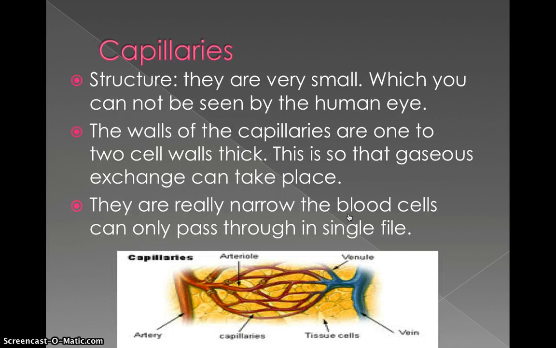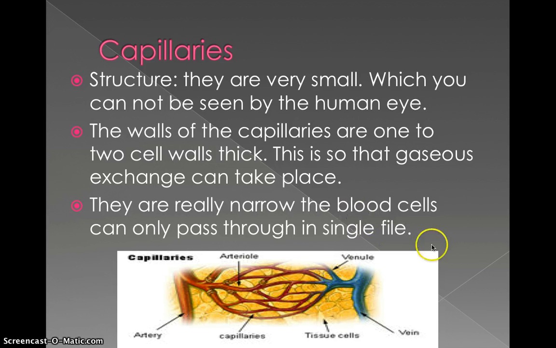Capillaries. Structure. They are very small, so they cannot be seen by the human eye. The walls of the capillaries are 1 to 2 cells thick. This is so that gas exchange can take place. They are really narrow. The blood cells can only pass through in a single file.